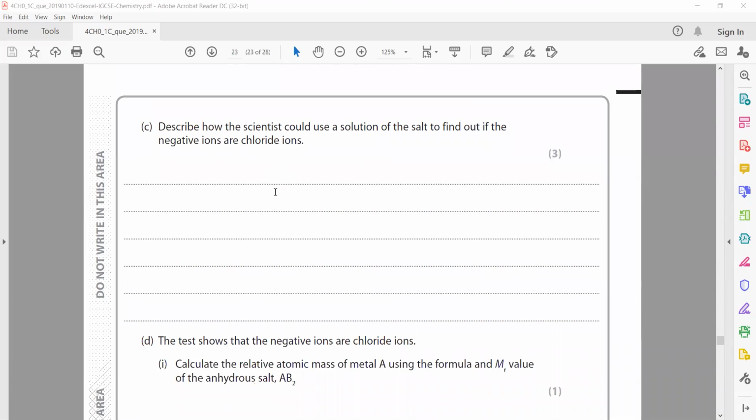Describe how scientists could use a solution of the salt to find out the negative ion, the chloride ion. Add nitric acid followed by silver nitrate. It will give a white precipitate. The test shows that the negative ions are chloride ions.